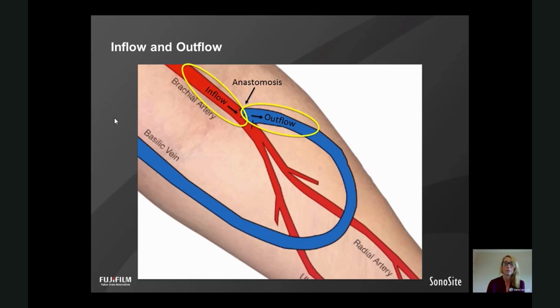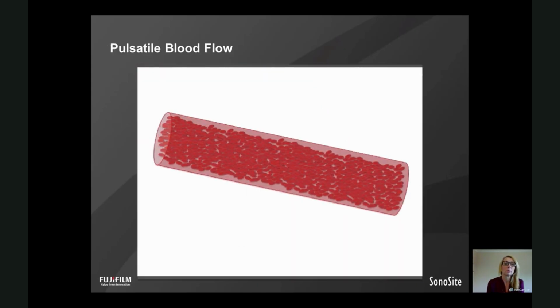So inflow, outflow. We're just going to look a little bit at the actual flow through the vessels. So the blood flow through the fistula or any vessel in our body has a pulsatile flow, but the pulse varies depending on the resistance in the vessels and the pulse wave created by the heart beating and how it dissipates throughout the body. But it also is affected by any kind of resistance.